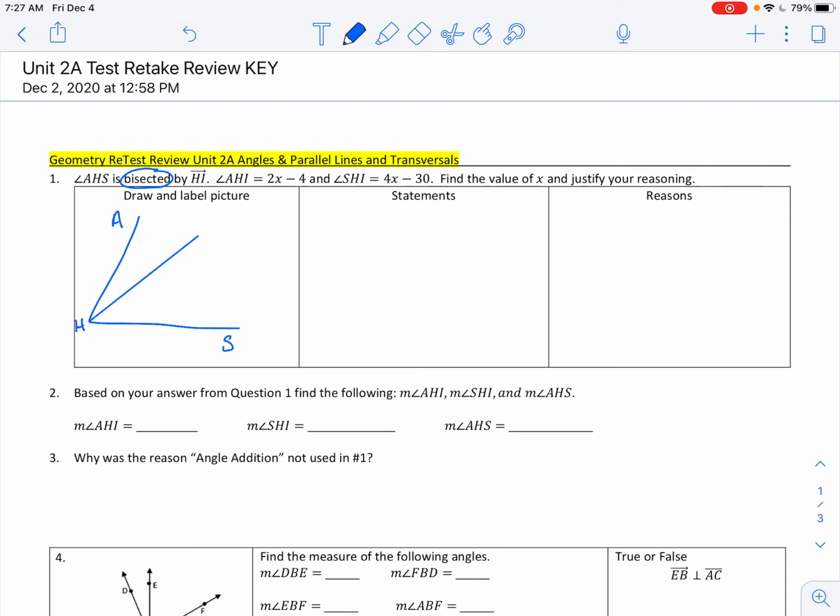line, it's not just any old line in here. It's specifically one that's bisecting my angle. Oops, it's supposed to be an I. Which means this angle is now identical to this angle. So that's my first statement.